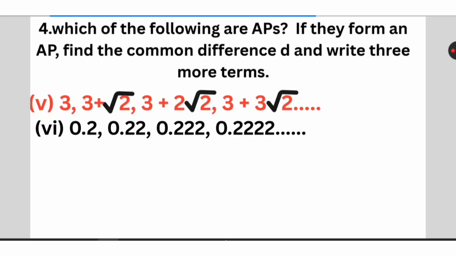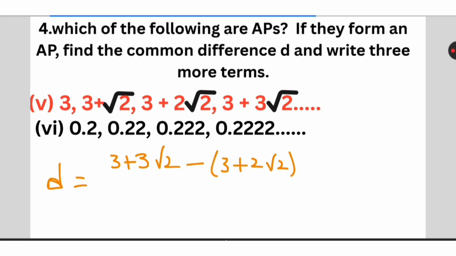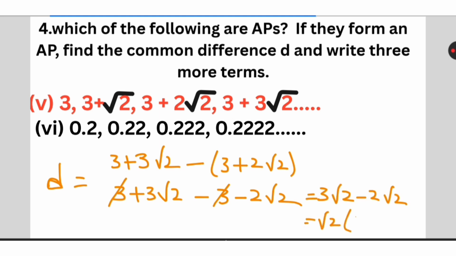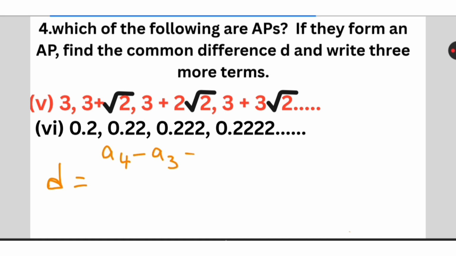Let's go for the next question. 3 plus root 2, 3 plus 2 root 2, 3 plus 3 root 2. Let's check the common difference. a4 minus a3. So what is a4? 3 plus 3 root 2, that is the 4th term, minus the 3rd term, 3 plus 2 root 2. If you open the bracket here, minus 3 minus 2 root 2. Here plus 3 minus 3 gets cancelled. 3 root 2 minus 2 root 2. If you take root 2 common, then you are going to be left with 3 minus 2, which gives 1. So 1 times root 2, which is only root 2. So here the difference is root 2. If you do a4 minus a3, we are getting the difference as root 2.